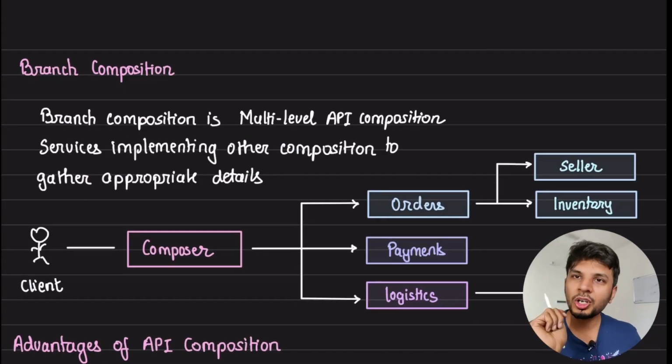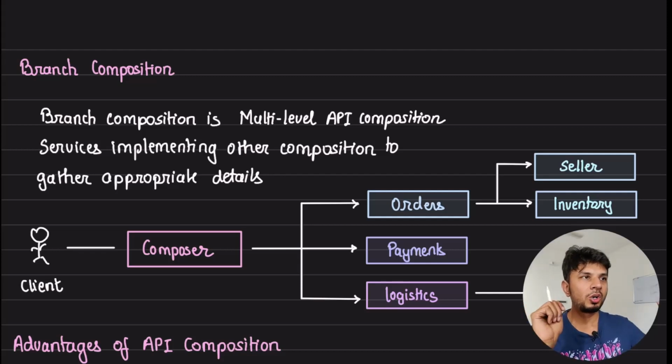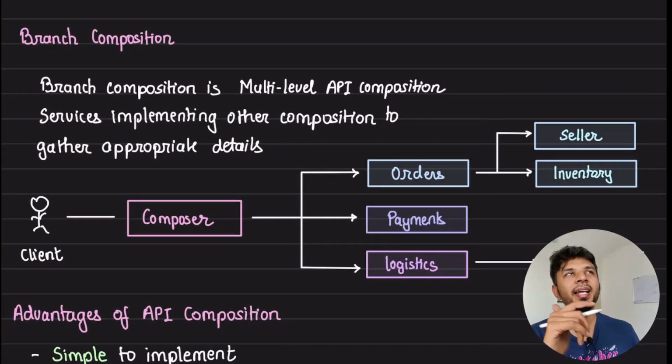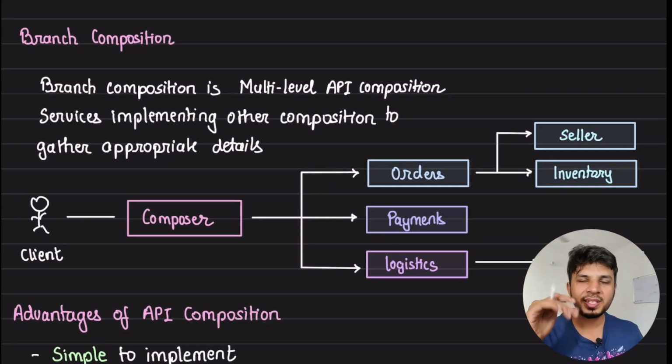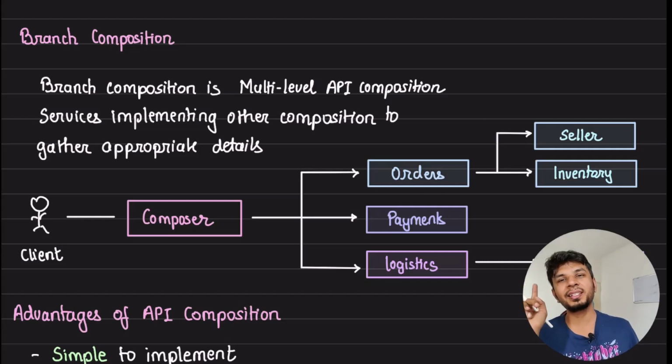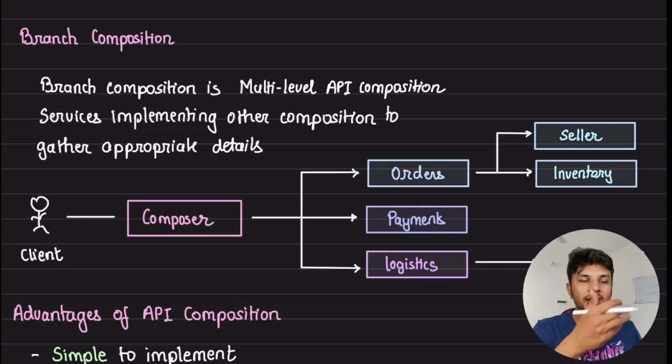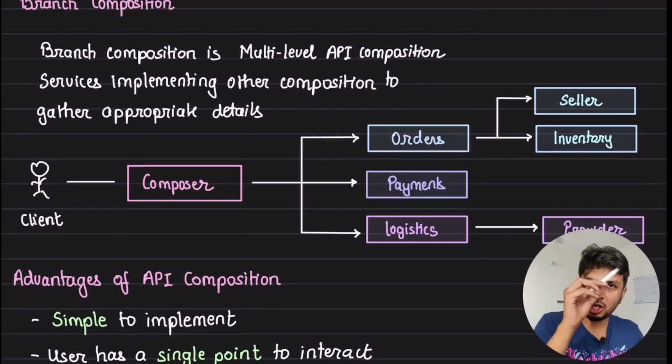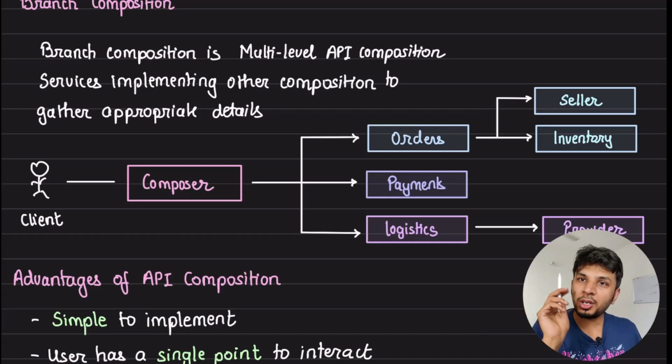One thing I want to talk about is that this is obviously not just one level of composition. Let's say we have a very complex logic in our system and we simply said, hey, the Composer service will talk to order service, payment service and logistics service to get that information. But what if order service itself needs to talk to seller and inventory service to get its information? So here, this is multi-level API composition. Your Composer sends a request to order service, but order service would need to talk to seller service and inventory service to get the order details.